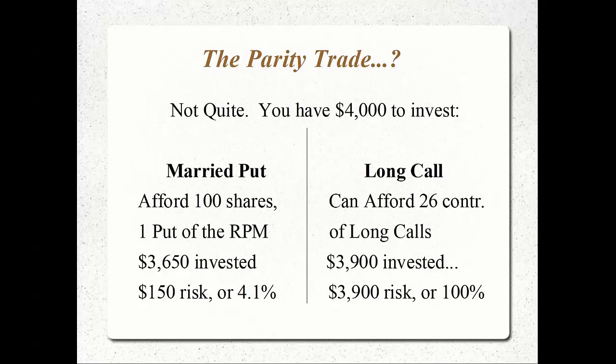Now with the long call, you can afford to buy 26 contracts of that $1.50, same strike, 35 strike March call. You'd have $3,900 invested, which means you're risking $3,900, or 100% of what you invest. That doesn't look like the same trade at all, does it? Think about what happened a couple Wednesdays ago when the Dow dropped 600 points. What would my loss be compared to what your loss would be?